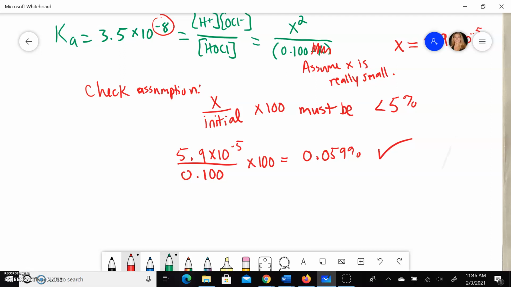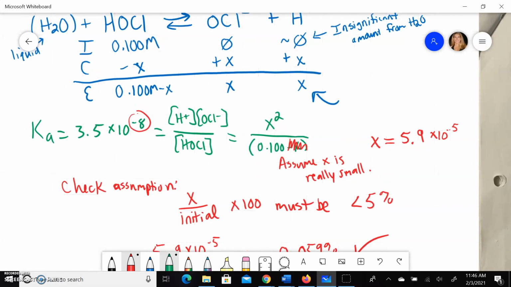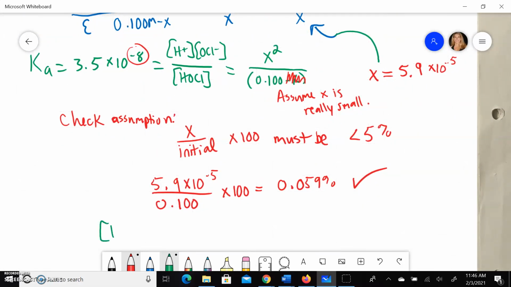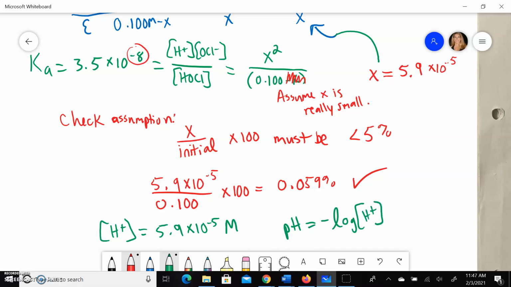And now that we have x, x is the concentration of H plus at equilibrium. So now we know that the concentration of H plus, once it reaches equilibrium, is going to be 5.9 times 10 to the negative fifth molarity. So to do the pH, we just take the negative log. And be careful with your sig figs. Make sure that you have those 2 decimals right there.